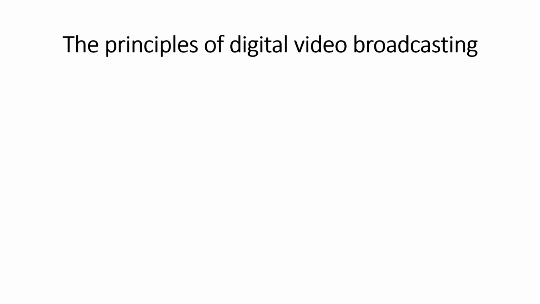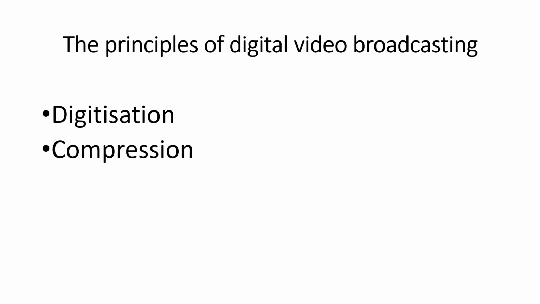Broadcasting of digital television signals involves 3 steps. Digitisation, which is the process of converting the analog video and audio signals into a series of bits using an analog to digital converter. Compression, where the digital data is modified to reduce its size. And encoding, where the digital data is converted into a stream of bits that can then be transmitted. Each of these processes will now be described.